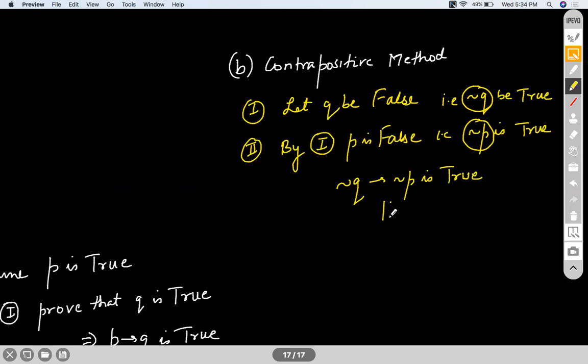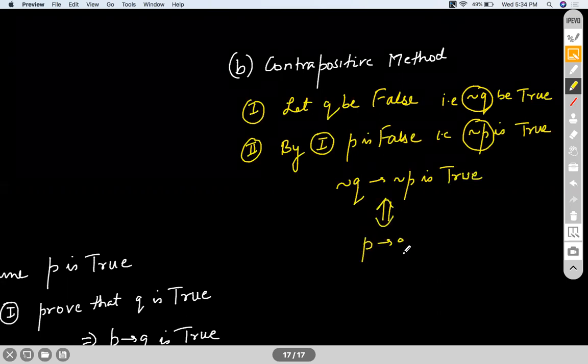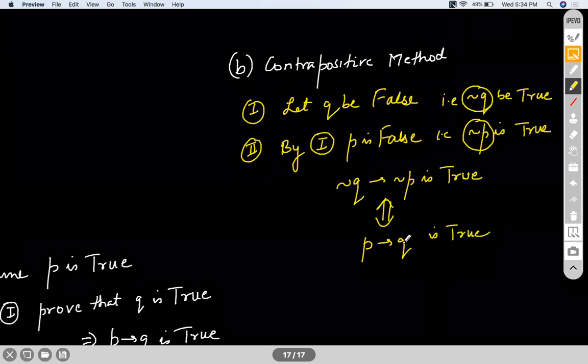And since this is logically equivalent to this, it means this is also true. Hence done.